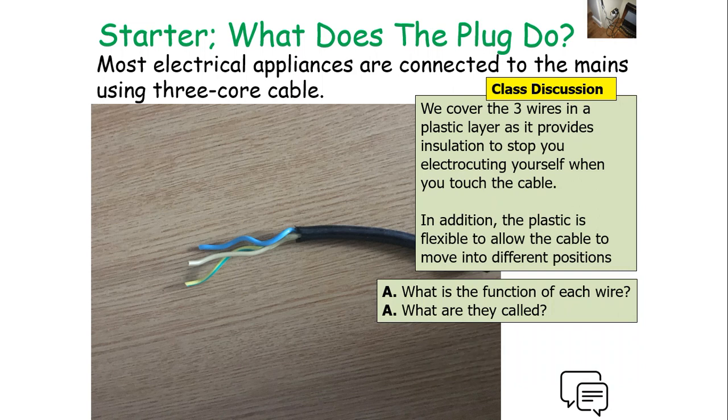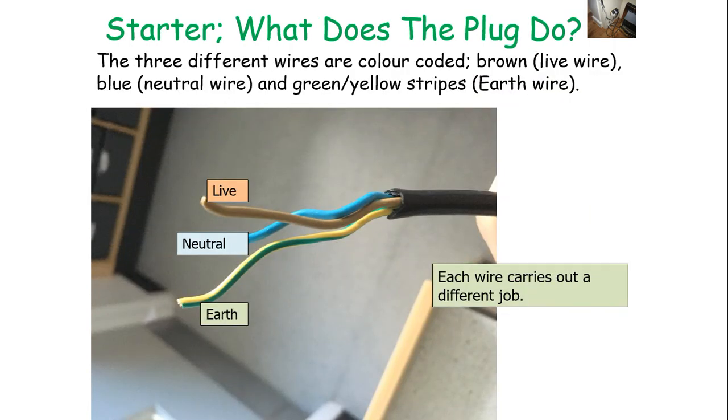So if we need to identify these different wires, what's the function of each wire and what are they called? Well, you've got 3 different wires in your plug which each carry out a different job or a different function. So you've got the live wire, which is a brown wire, the neutral wire, which is a blue wire, and the earth wire, which is a green and yellow striped wire.